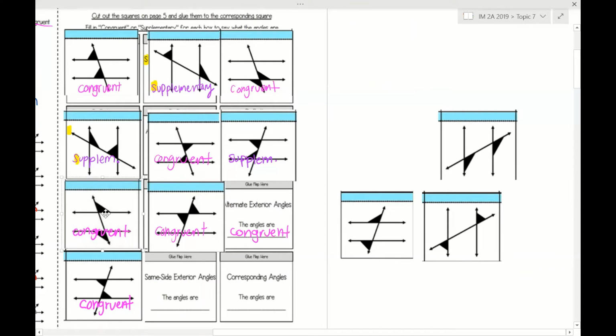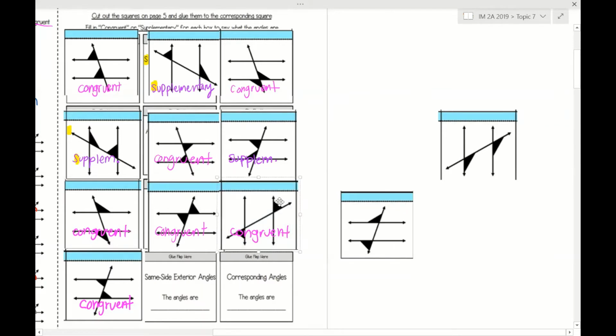And the last one that is exterior and alternating, notice these are not, one's interior, one's exterior, so that's going to be something different. Here we have two exterior, but they're on the same side of our transversal. And so that means that this one on the bottom right is our alternate exterior. So you're going to glue that diagram over alternate exterior.